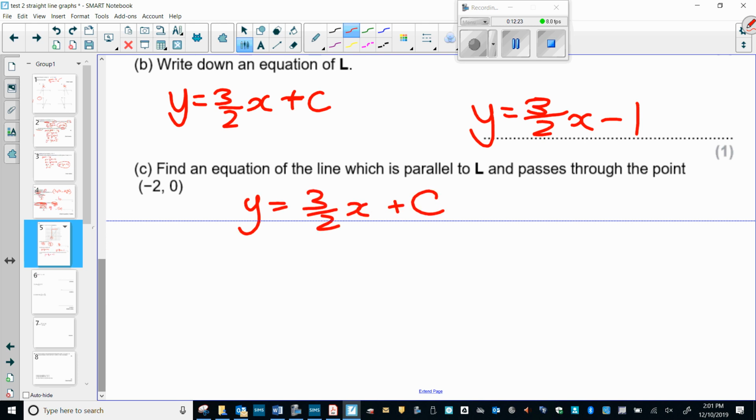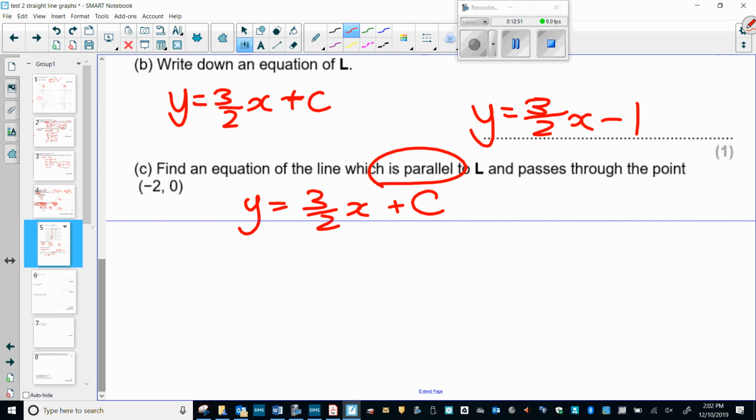So then we're finding a negative reciprocal? No, excellent. This one's parallel, so I've helped you out and I've already told you that the gradient is the same. 1.5, 3 over 2, same thing.